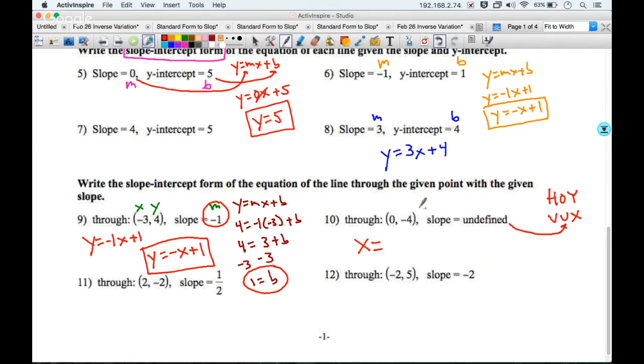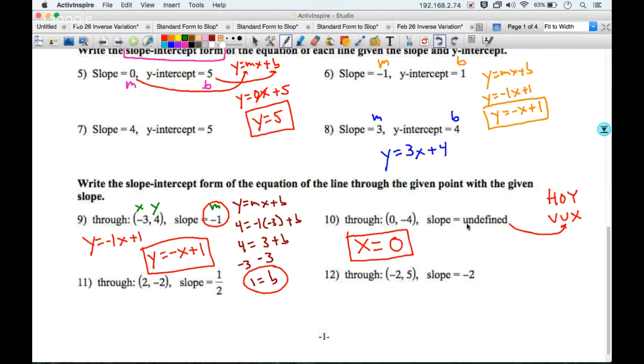And what am I going to set it equal to? Well, I'm going to pick the x value for my point. So just x equals 0. That is the equation, and we're done. So is it slope-intercept form? Technically not, but that's because undefined slopes don't have an intercept or a slope. So this is just the equation of that line. There's not many other ways to write it.